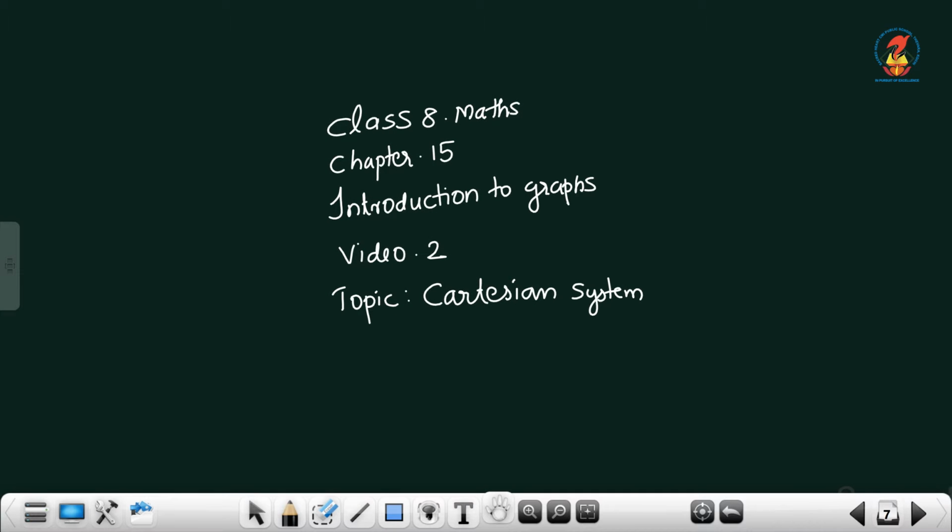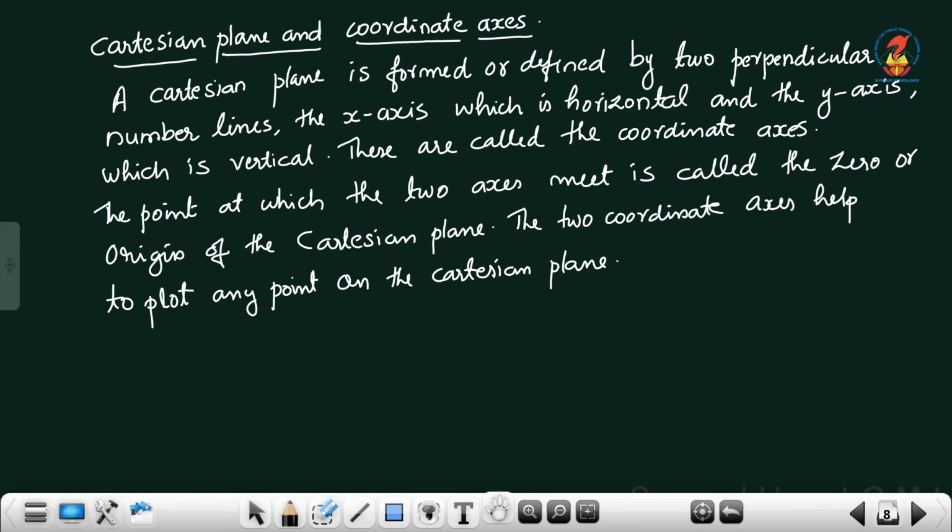Next topic, Cartesian system. What is a Cartesian system? The system of fixing a point with the help of two measurements, vertical and horizontal, is known as a Cartesian system. What is a Cartesian plane and coordinate axis? A Cartesian plane is formed and defined by two perpendicular axes, that means number lines.